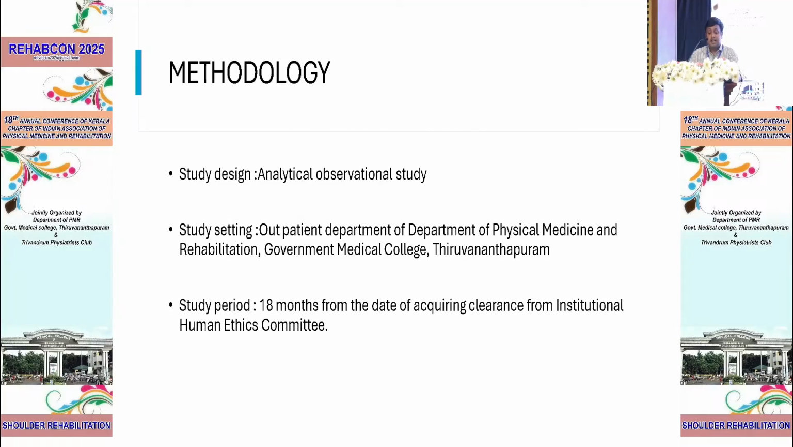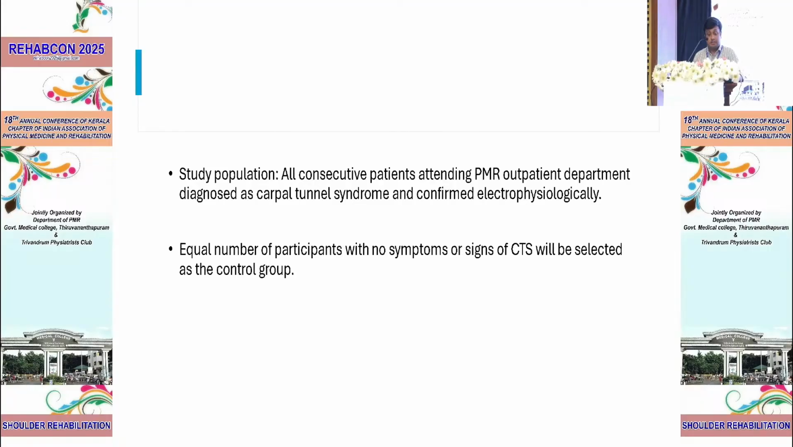Study design was analytical observational study. The study setting was the outpatient department of physical medicine and rehabilitation, Government Medical College Trivandrum. Study period was 18 months from the date of acquiring clearance from the Institutional Human Ethics Committee. Study population was all consecutive patients attending the PMR outpatient department diagnosed as a case of carpal tunnel syndrome and confirmed electrophysiologically. An equal number of participants with no symptoms or signs of CTS will be selected as the control group.